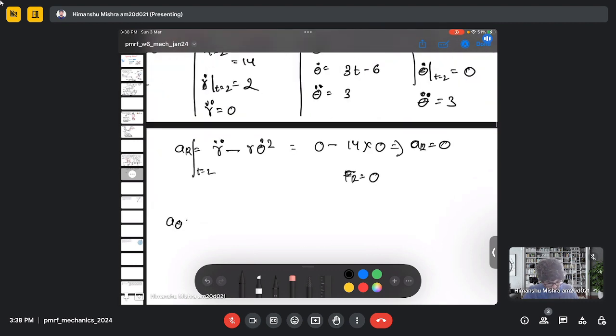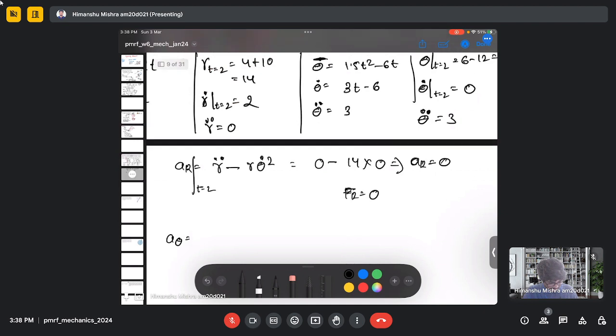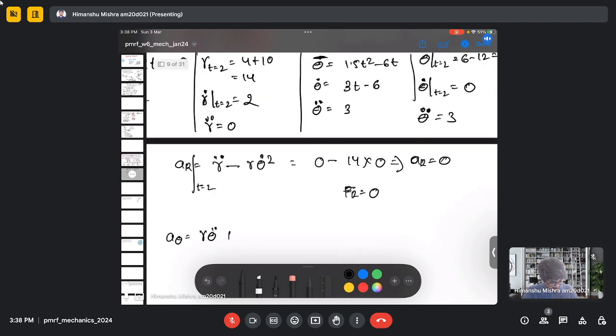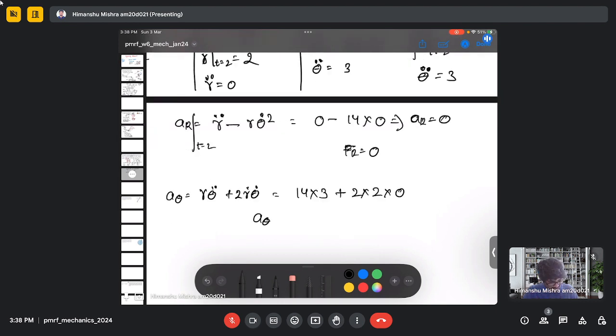The theta component of acceleration will be r theta double dot plus 2 r dot theta dot. My r is 14, theta double dot is 3, my r dot is 2 and theta dot is 0. So my a theta will be 42.